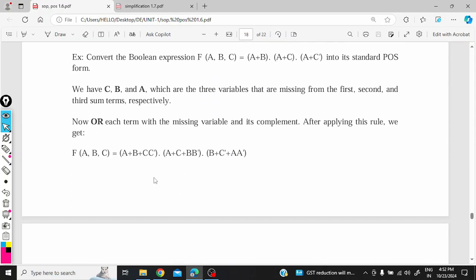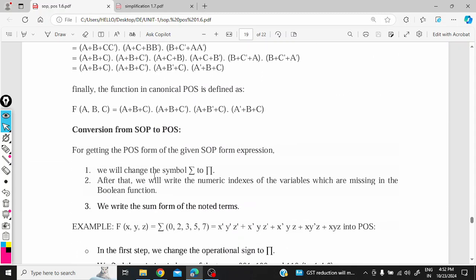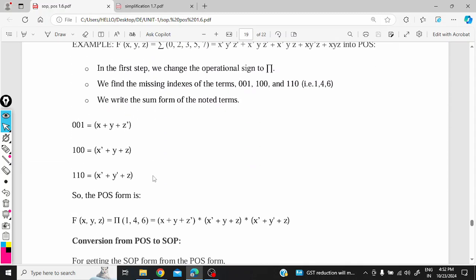We'll get into the next topic in the next session: how to simplify these POS and SOP forms using the Karnaugh map and the tabular method. So two things we are going to discuss in the next session.